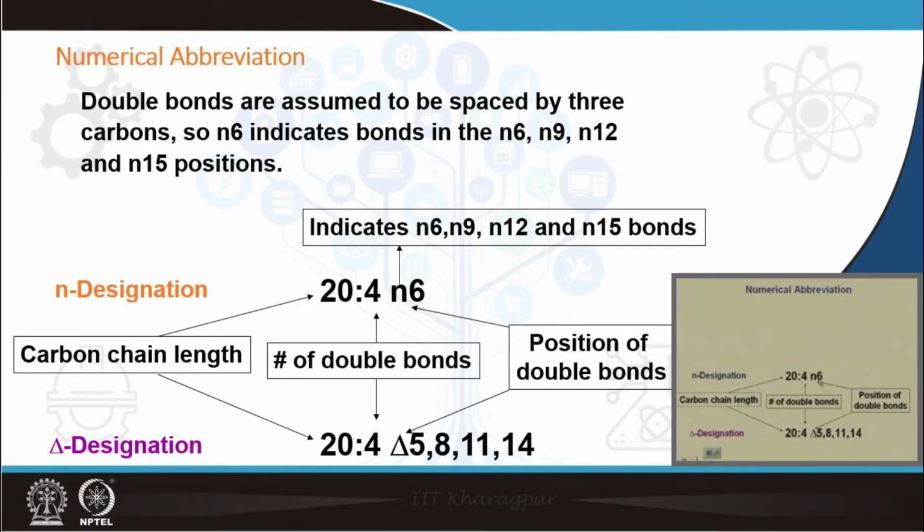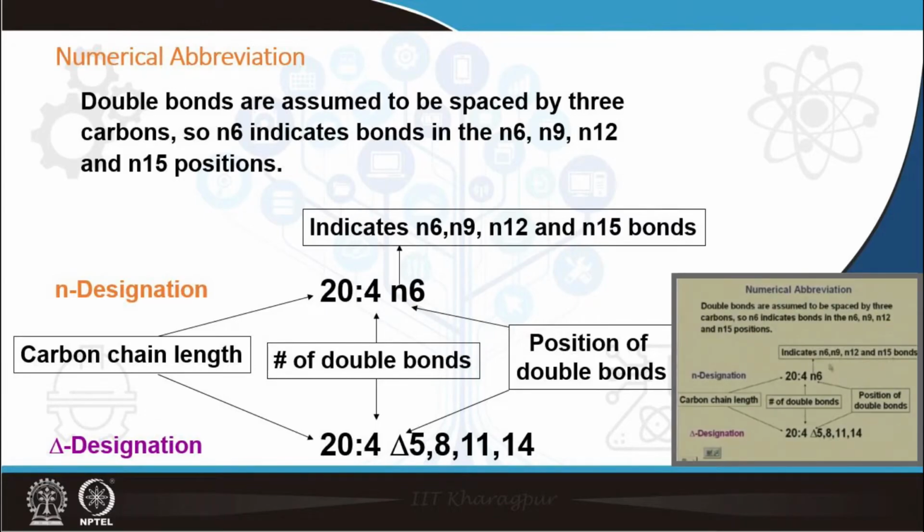In the omega designation, there is usually just one number put, because when fatty acids are biosynthesized, they form in specific units. If you notice here, every double bond is after 3 carbon atoms. It is 5, 8, 11, 14. But in the omega designation, only one is specified, which tells you that there is going to be another one at 9, 12 and 15.